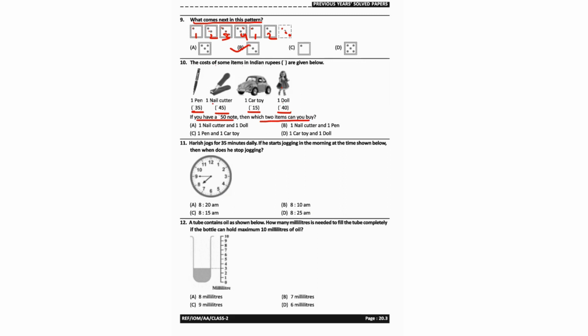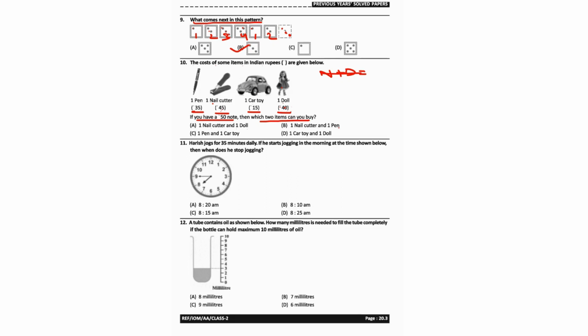In such questions, what you need to do is go with the trial and error method, where you go with the options. So the first option says nail cutter and doll. If you just check the prices, nail cutter is 45 already and doll is 40. So it's impossible to buy both of them with 50 rupees, right? Because the nail cutter itself costs you 45 rupees. So after buying the nail cutter, you are only left with 5 rupees. But the doll does not cost 5 rupees. So this is not possible. Next, if you check nail cutter and pen. Similarly, nail cutter costs 45.